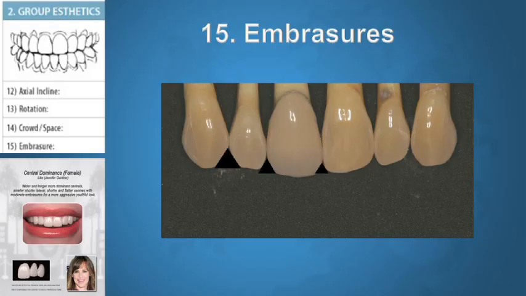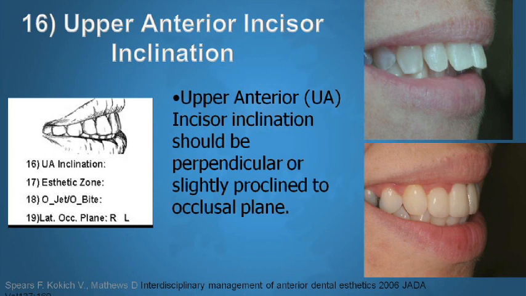The next parameter is the embrasures, and this is when we evaluate if the patient has embrasures that are acceptable or unacceptable. The next parameter is maxillary or upper anterior incisor inclination. Of course, we all understand that the maxillary anterior teeth need a slight proclination, slight forward inclination. Sometimes straight up and down is also acceptable. But when the teeth are inclined too much, the patient is going to look a little bucky, and it's not going to look very pretty.